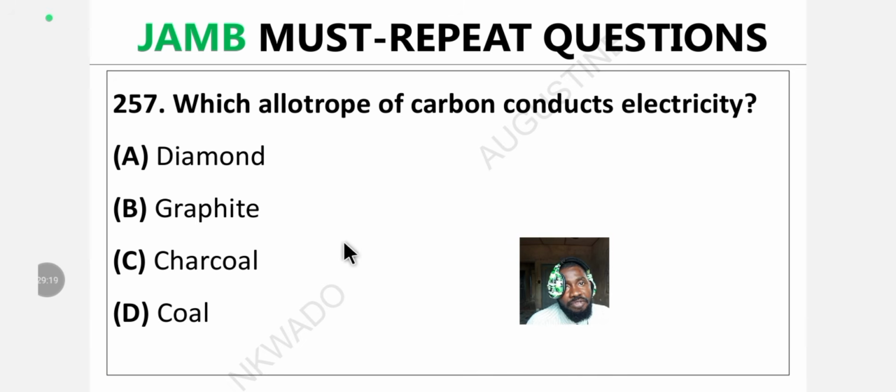Question 257. Which allotrope of carbon conducts electricity? A. Diamond. B. Graphite. C. Charcoal. D. Coal. What's the answer? I just taught you. Please don't disappoint me. Drop the answer in the comment section.